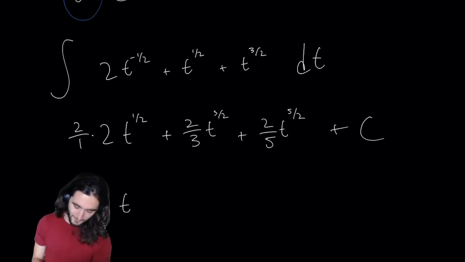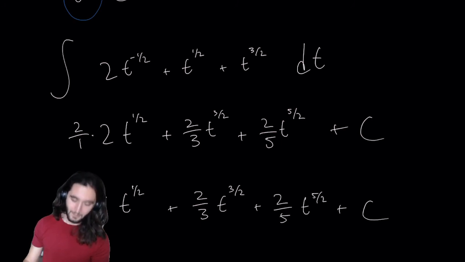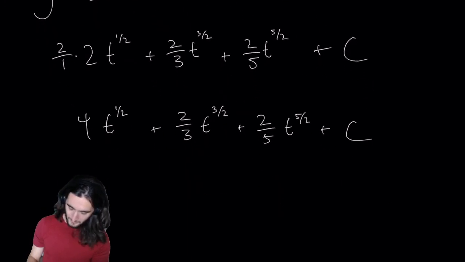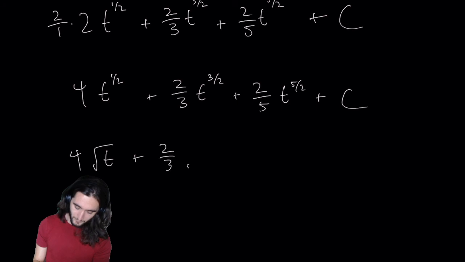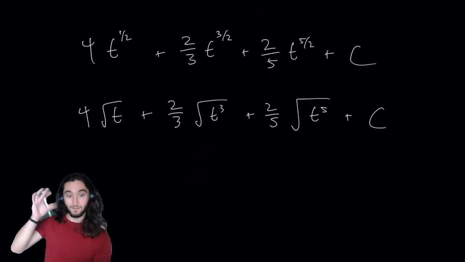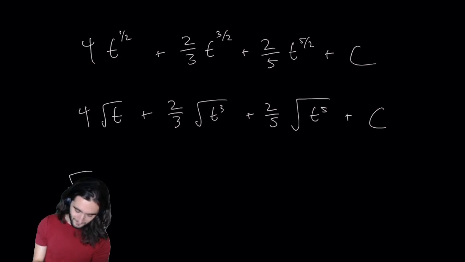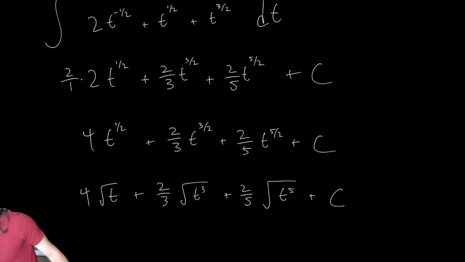And so this whole thing simplifies to 4t to the 1/2, 2/3 t to the 3/2, 2/5 t to the 5/2 plus c. Now, that's fine. That's personally my favorite way of writing it. But some people like to write it with square roots and stuff. So if you like to write it this way, that's cool too. You can even write it, you know what, who cares? That's good enough. There's other ways you can write it too, but that's fine. Okay, so that's problem 1.3.